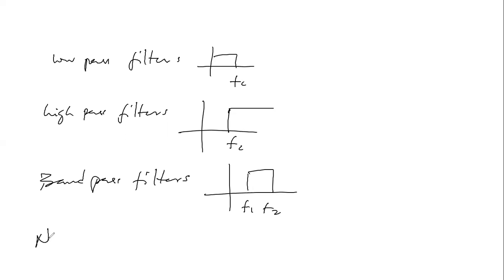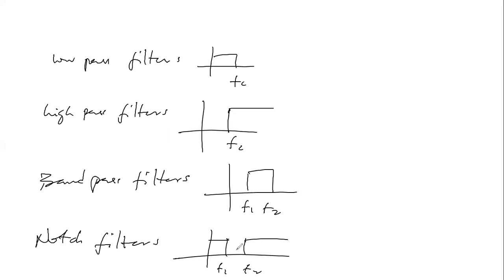Then we also have the notch filters, okay? And for the notch filters, something like this. So we have F1, F2. So here it removes all frequencies within this range, okay? And here we use it for removing noise at a particular frequency. Say we want to target 20 Hz. So you use it to remove noise at specific frequency values.